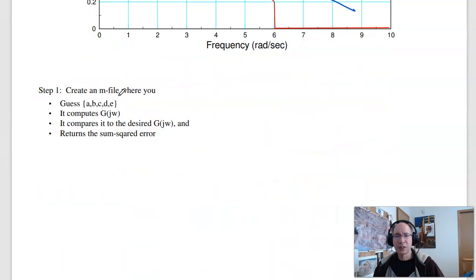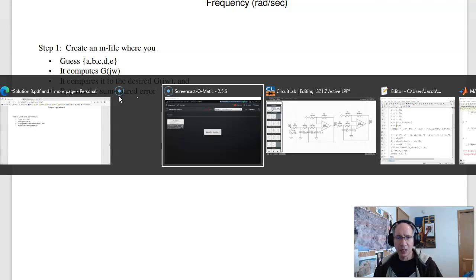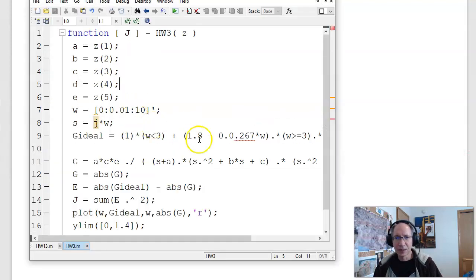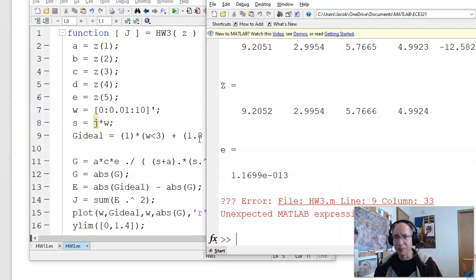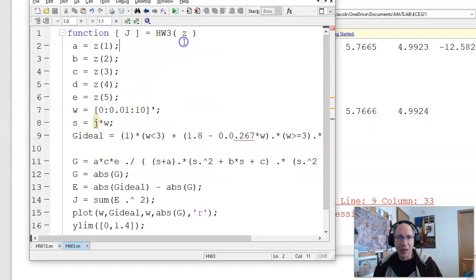So to do that, I'll write an M file called homework3, completely original name. I'm going to pass Z, and that's interpreted as A, B, C, D, E. Here's what the gain should be.